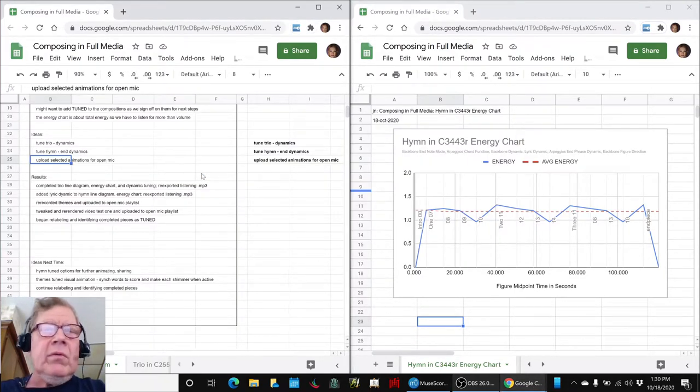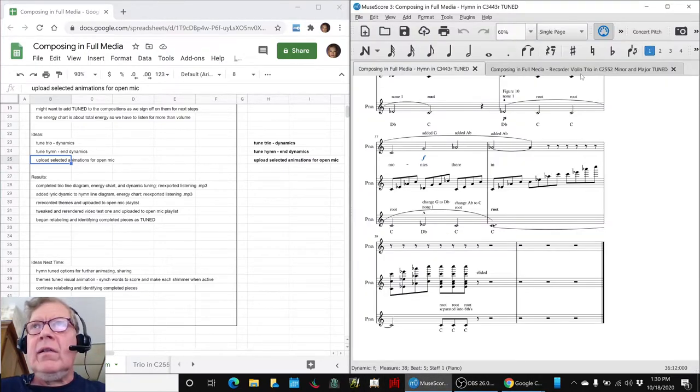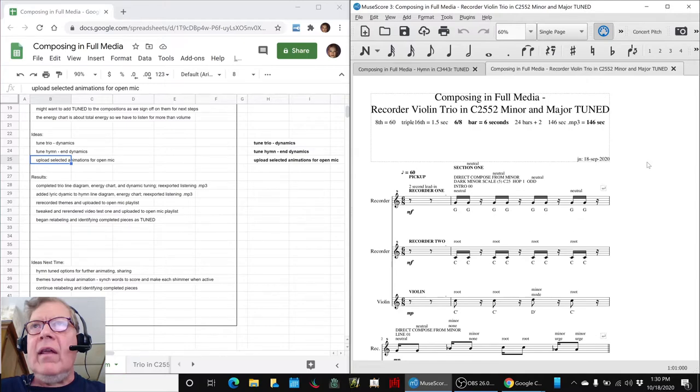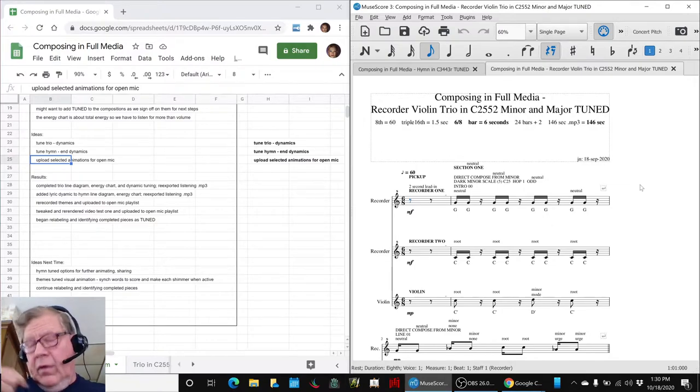So what we're going to do, as usual, is listen to the music and then take us home. This is the tuned violin and recorder trio, and here we go.